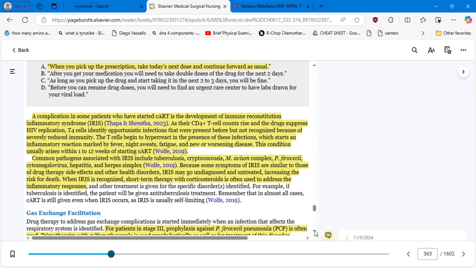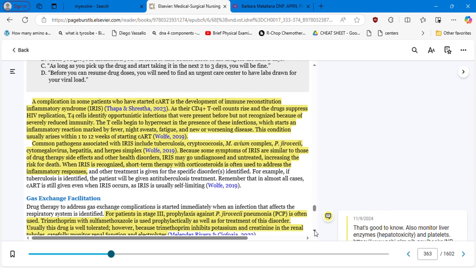Okay. And there is a complication in some patients who have started this combination CART therapy, which is the development of immune reconstitution inflammatory syndrome, IRIS, as their CD4 cell count rises and the drugs suppress HIV replication. That's why the CD4 count rises, right? T4 cells identify opportunistic infections that were present before but not recognized because of the severely reduced immunity, right? So the T cells begin to hyperact in the presence of these infections, which starts an inflammatory reaction marked by fever, night sweats, fatigue, or new or worsening disease.